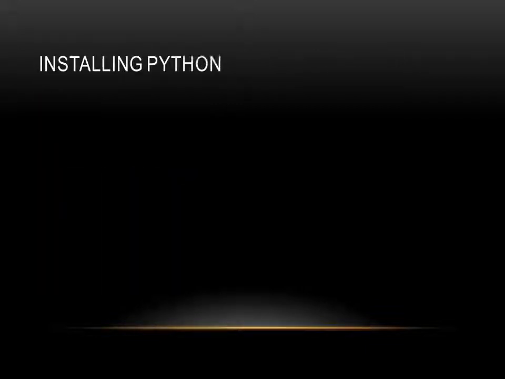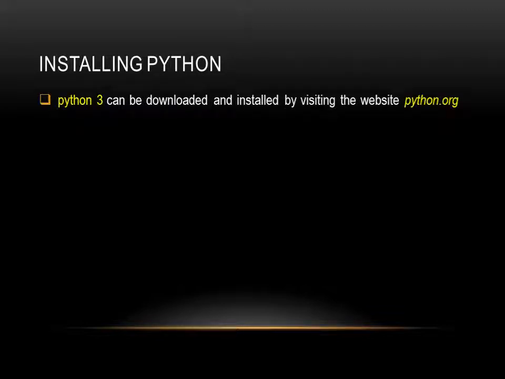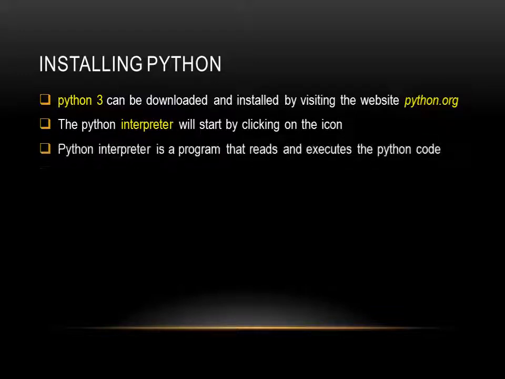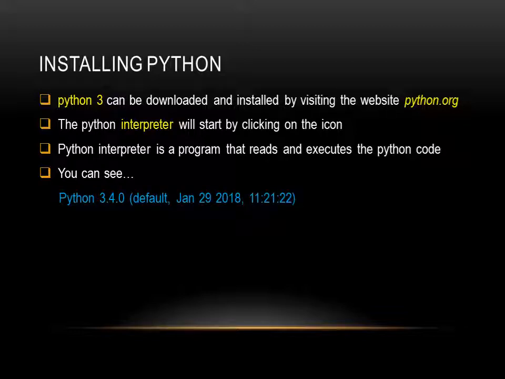Now, installing Python. Python 3 can be downloaded and installed by visiting the website python.org. The interpreter will start by clicking on the icon. The Python interpreter is a program that reads and executes the Python code. You can see the following output.